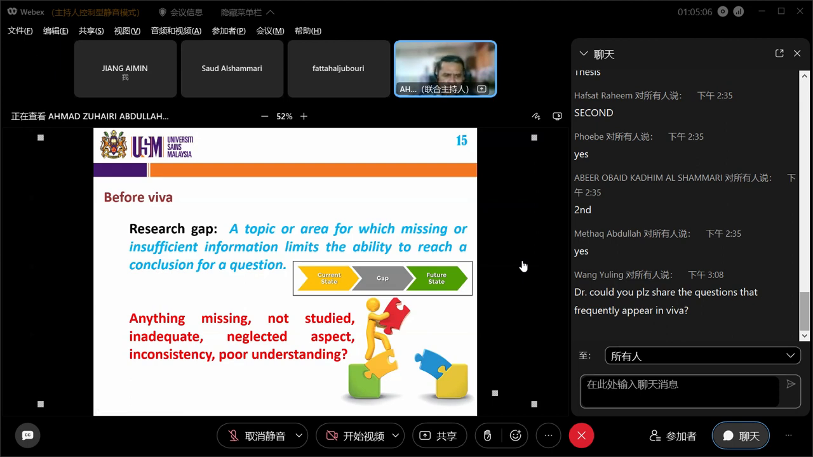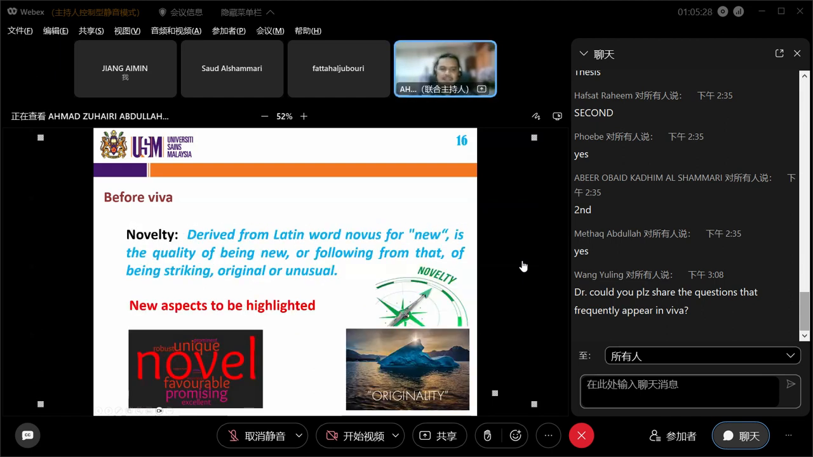People will always ask you during your Viva session, usually, what is your research gap here? What do you want to address? Because you do what you do, but in the end, people don't really see how it can contribute to improve, or in other words, to bridge the current or the past with the future. So make sure you know what's the research gap.